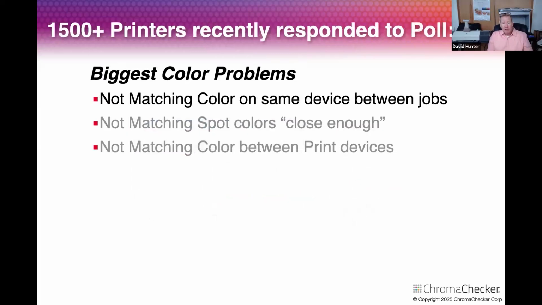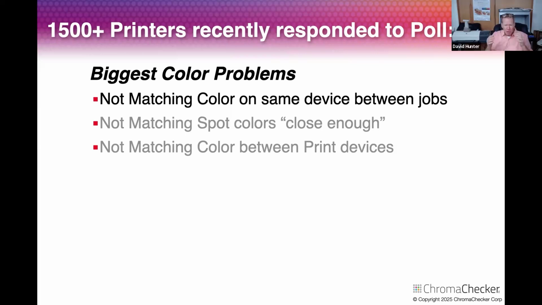Now, let's get into today's session, which came to me based on a recent poll by a RIP manufacturer where they polled 1,500 printers and asked them what their biggest color problems were. Number one was not matching color on the same device between jobs. If you can imagine, you're printing a job for a customer this week, and then they come back next week for 10 more or 2,000 more, and it doesn't print the same, that's a problem.